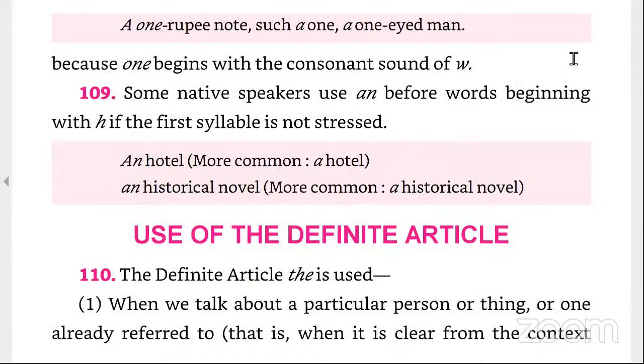Now, let's go with some more understanding. Not only the Y sound, we also use the same for the V sound. For example, a one rupee note. When I say one rupee, it refers to the V sound, and V is a consonant sound. Therefore, we use a one rupee note.